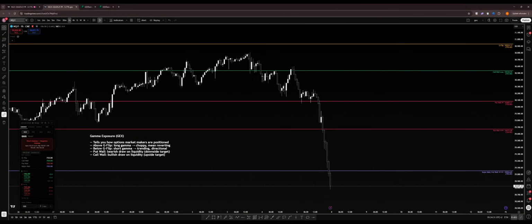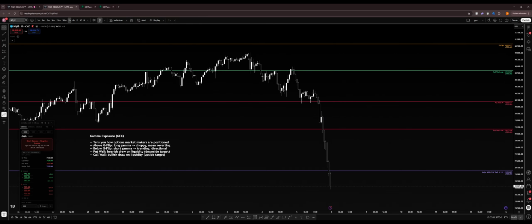If price is above the zero gamma, market makers are long gamma. They buy dips, sell the rips. The market gets choppy, stays contained, and you get mean reversions. If price is below the G flip, market makers are short gamma. They amplify moves, and the market trends. Clean and sustained moves. So just knowing where price is relative to the G flip tells me whether today is gonna be a range day or a trend day.